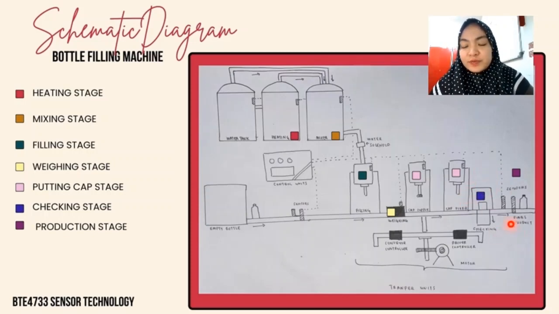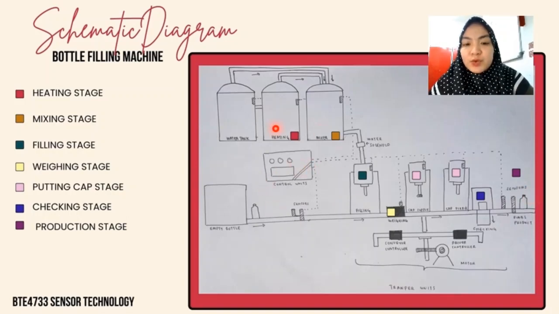At the checking station, there is a sensor that will check whether the bottle meets the certain criteria set. For example, if the bottle is broken because the conveyor is too slow or too fast, the water bottle will be ejected because it is broken. If the water bottle is in perfect condition and meets the set condition, the water bottle will move to the final production.